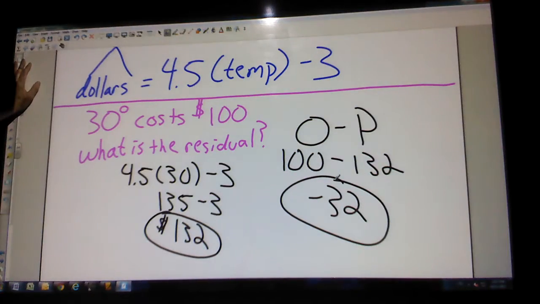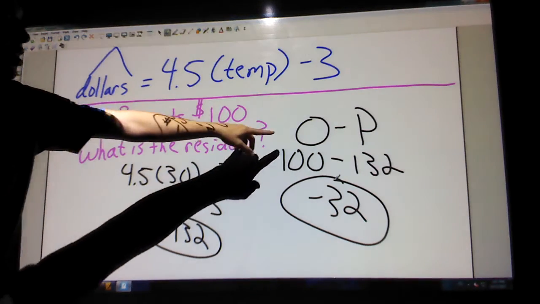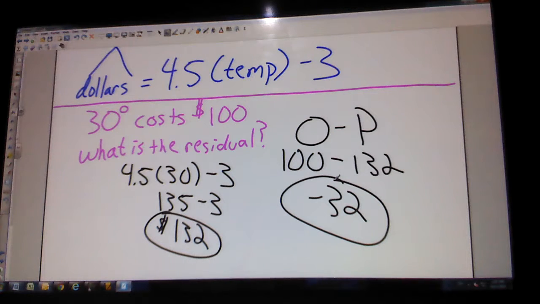In context, that means I actually spent $32 less than I thought. Yay for me. Now I can go out to eat, spend it on something else, maybe save some money and not go and spend it. But we spent $32 less. The residual is negative $32. Residual is observed minus predicted.